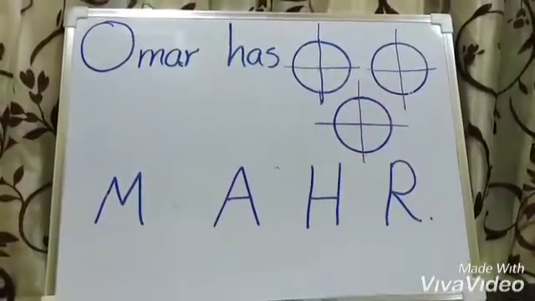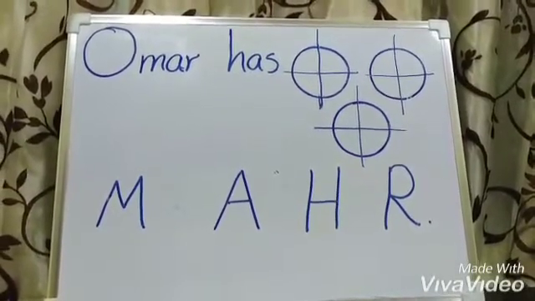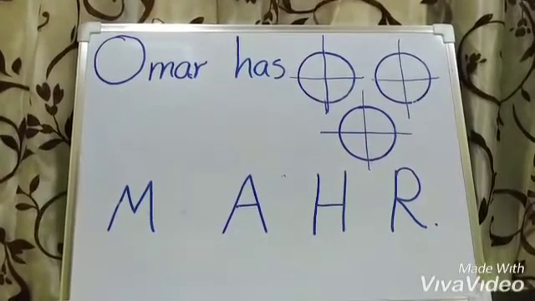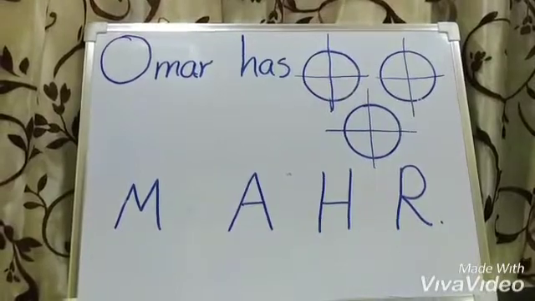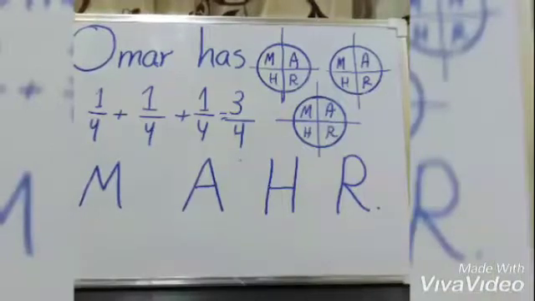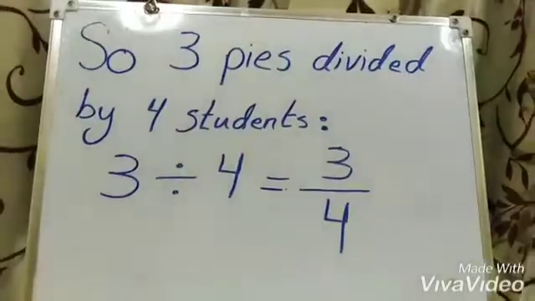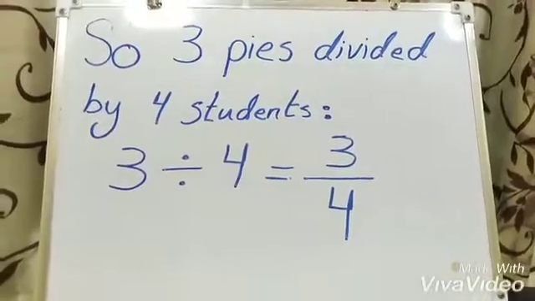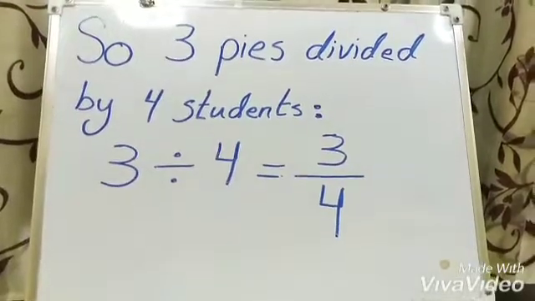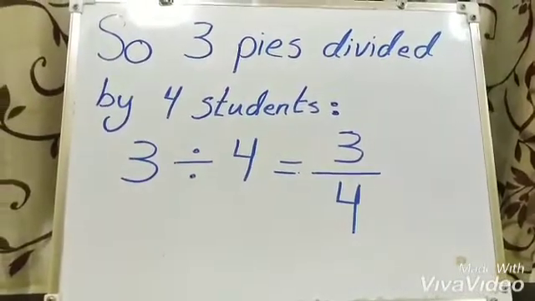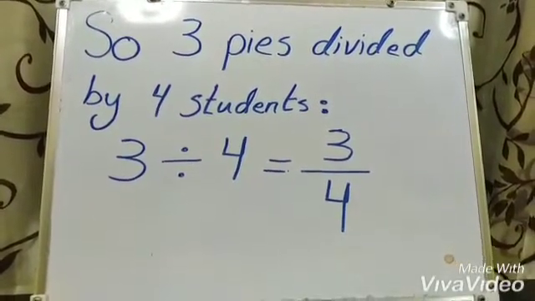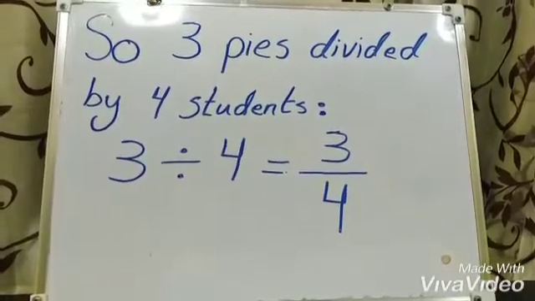And since we have 3 pies, we can say that 1/4 and 1/4 and 1/4, which means 3/4 for each one. How can we write 3/4? So 3 pies divided by 4 students is 3 divided by 4 equal 3/4. So the fraction of the fruit pie for each one of the students is 3/4.